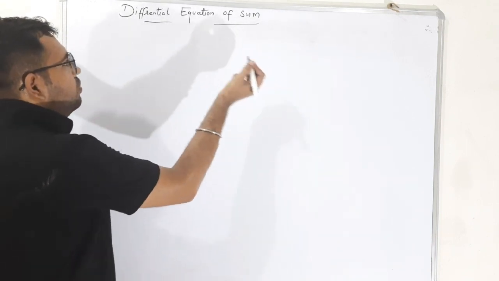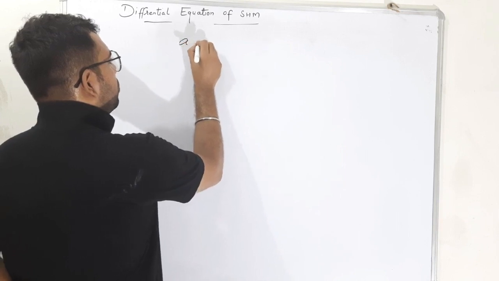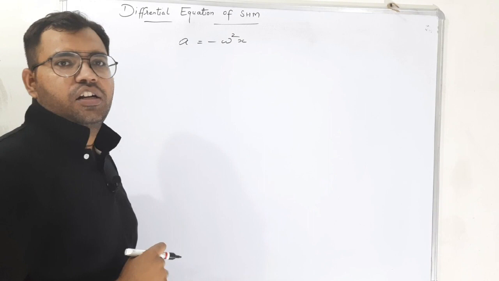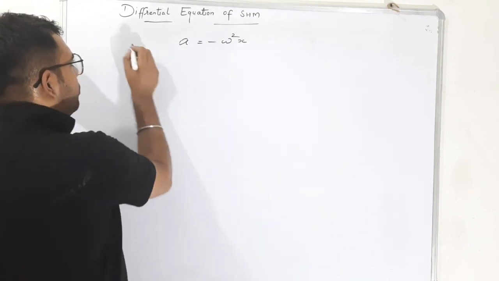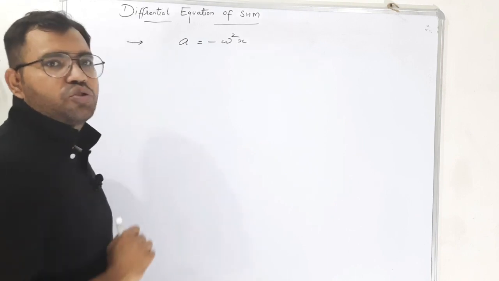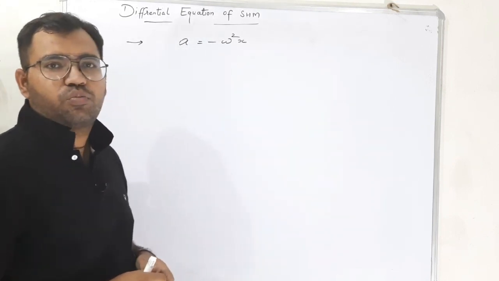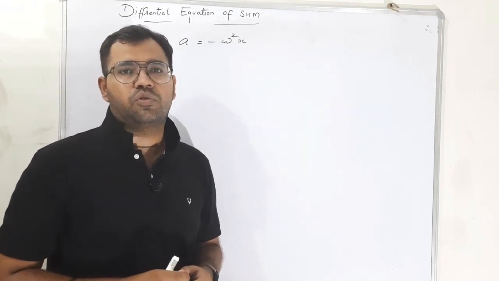So as you know, acceleration is equal to minus omega square x. This is the essential condition for satisfying SHM. If any body performing motion can satisfy this equation, that is a is equal to minus omega square x, that means the body is performing a simple harmonic motion.